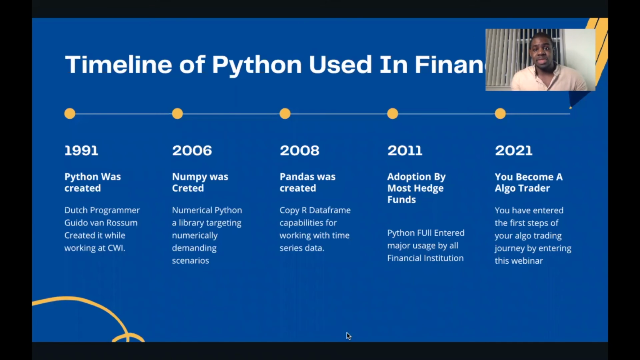And that's essentially why Python is used more. Now, it's up to you if you want to learn R. If you want to get into data science, highly recommend it, but I'm gonna stick to Python. But yeah, Pandas was actually created to model R. That's a fun fact for you. In 2011 is when most hedge funds adopted Python.